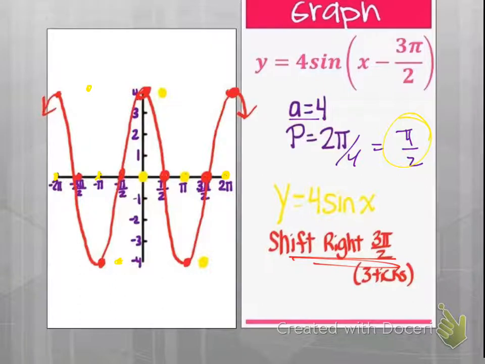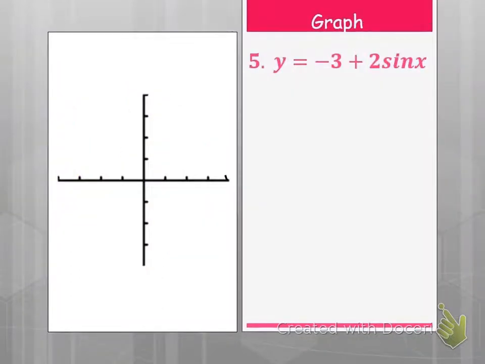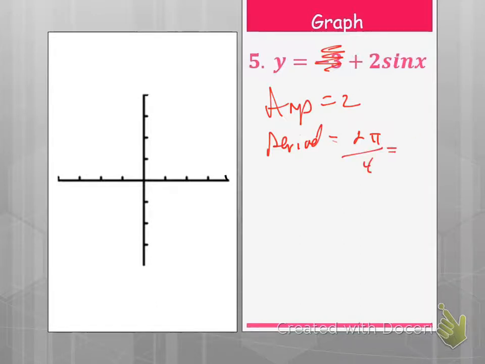Okay? Hopefully that makes sense. If it doesn't, you got to come in and see me. All right? Now, let's talk about what happens when we add or subtract a number on the outside of the function, like this. So again, we're still going to ignore whatever's being added and just graph our parent function. Amplitude is 2. Period here is 2 pi, because b is 1. Divide that over 4. Every tick mark is worth pi over 2.